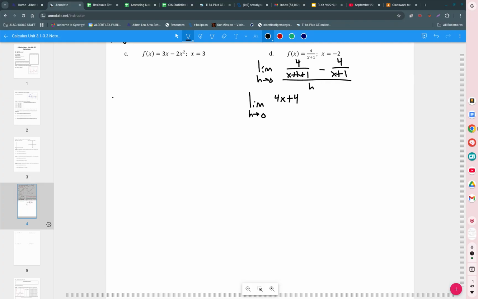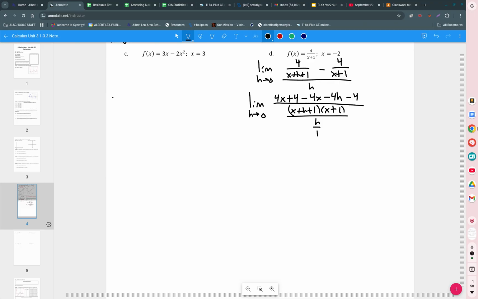And then I multiply top and bottom by x plus h plus 1, and we distribute the negative 4, where you get minus 4x, minus 4h, minus 4, over, what's the new denominator? x plus h plus 1, good, times x plus 1. Let's leave that like that and not multiply at all. Over h, h over 1.